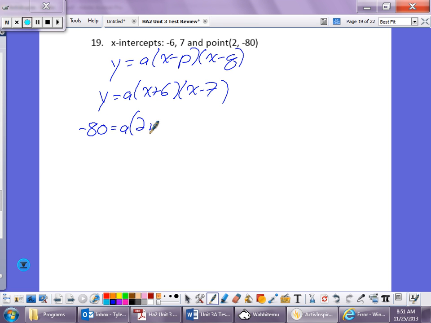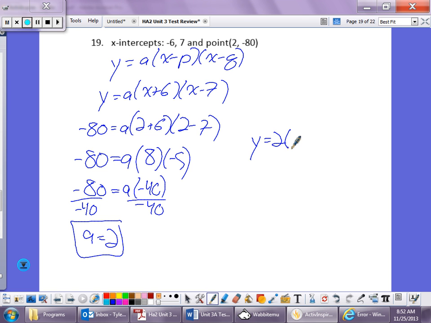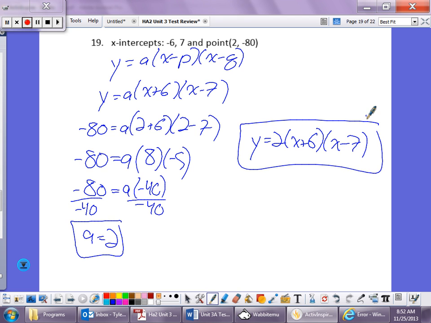2 plus 6, 2 minus 7. So you get negative 80 equals a times 8 times negative 5. So negative 80 equals a times negative 40. Then you just divide by negative 40. And you would get a equals 2 again. So from there, you just plug a back into your equation. 2(x plus 6)(x minus 7), and you're done.